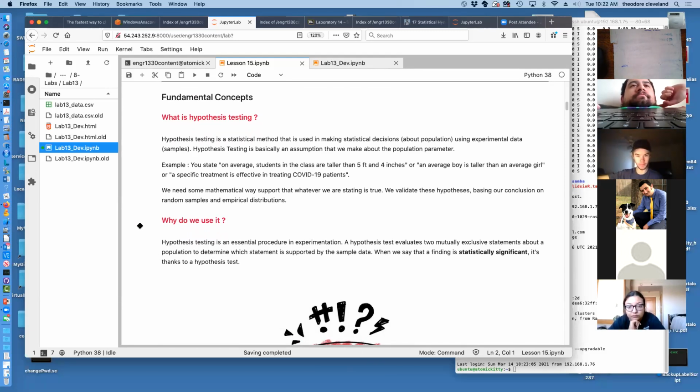It's essentially testing an assumption that we make about the population parameter. As an example, you might state that on average, students in the class are taller than 5 feet 4 inches. Or you might say something like, an average boy is taller than an average girl. As long as you stay off that island where Wonder Woman came from, maybe that's true. Or a specific treatment is effective in treating COVID-19 patients. So those are all assertions. The last one is probably more timely in the TV news.